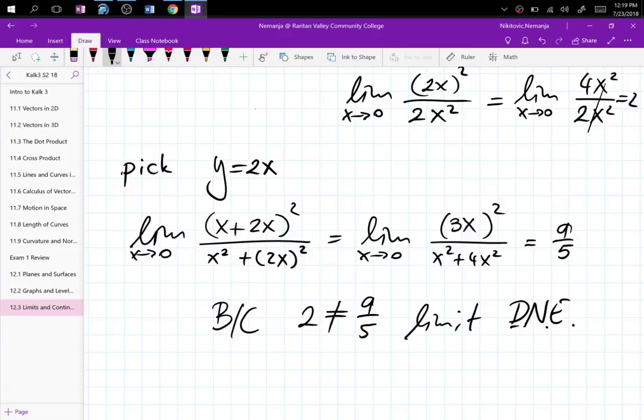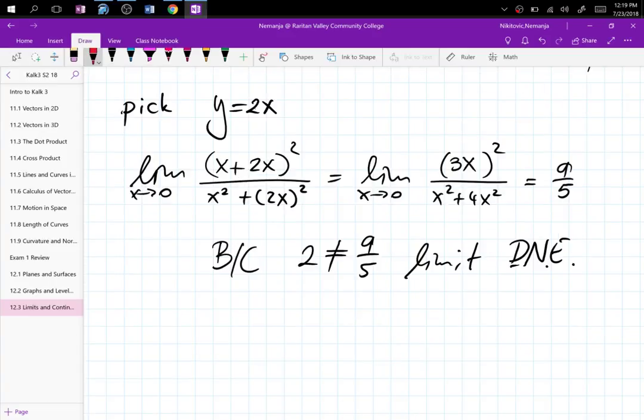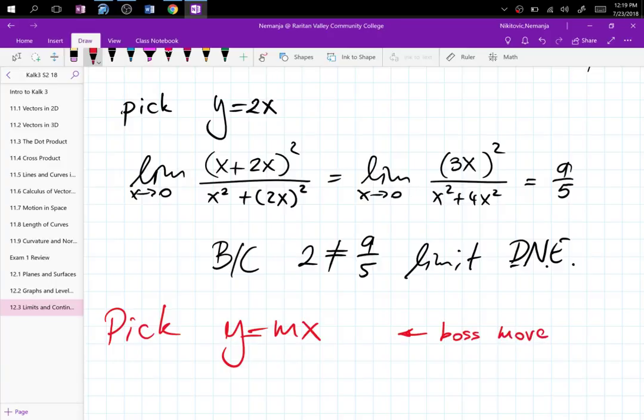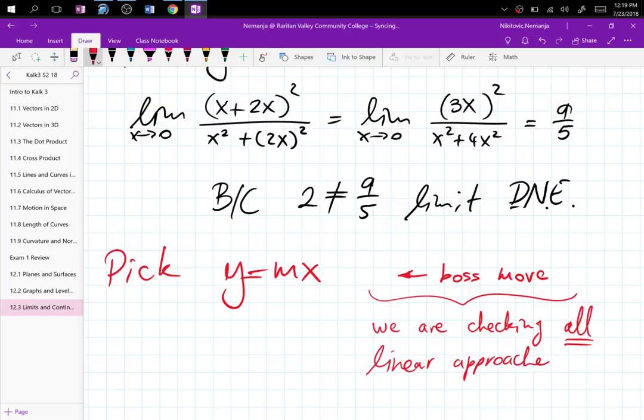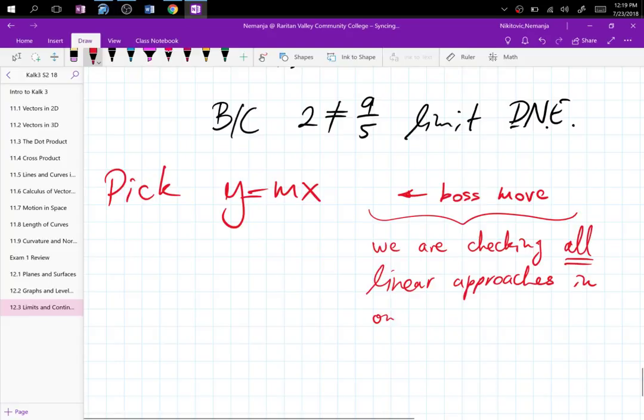So what is the ultimate way to check all of these at once? Here, in blood. Pick y equals mx. That's the boss move. Why is it a boss move? Because you are checking infinitely many approaches in a single calculation. That's why it's a boss move. Here's the definition for the boss move. We are checking all linear approaches in one calculation.